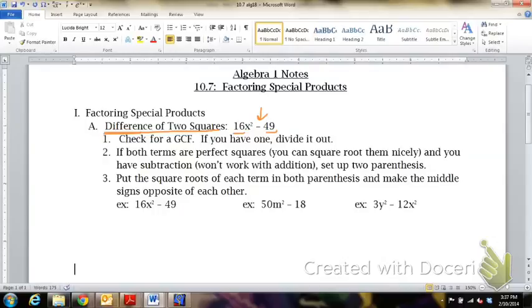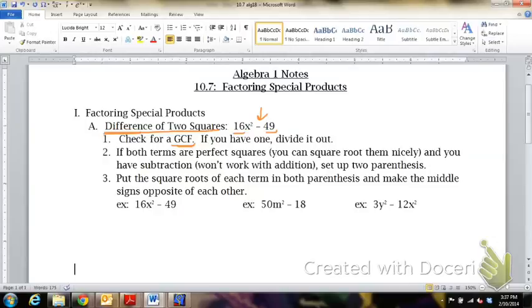But they might not be perfect squares, but there might be a greatest common factor. If you have one, divide it out. Now after you do that, if both terms are perfect squares, meaning you can take the square root nicely, and you have subtraction, you can't do this with addition, so don't even try. Now we can set up two parentheses.